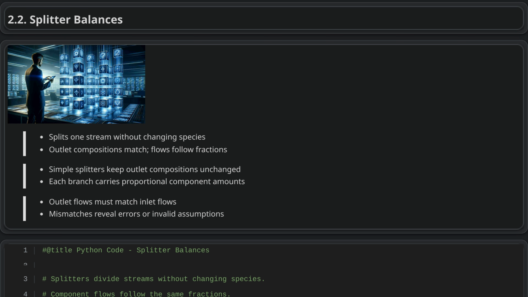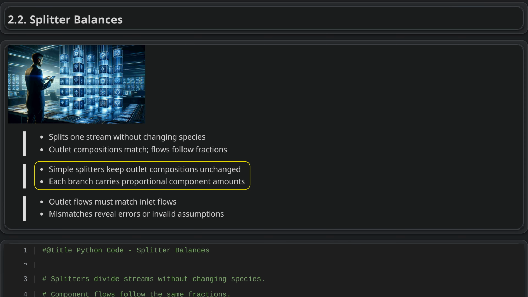Splitter balances. A split divides one input stream into several output streams without changing the material or its composition. It does not react materials or separate components unless a special split is specified. For a well-mixed inlet, each outlet has the same composition as the original stream, and only the flow amount changes according to the chosen split fraction or flow rate.